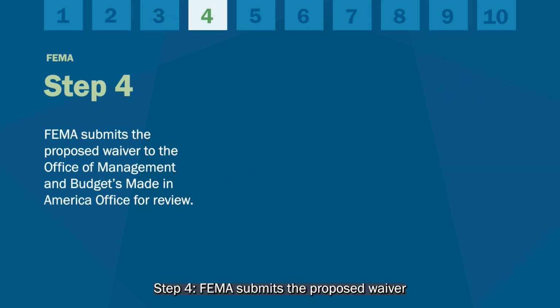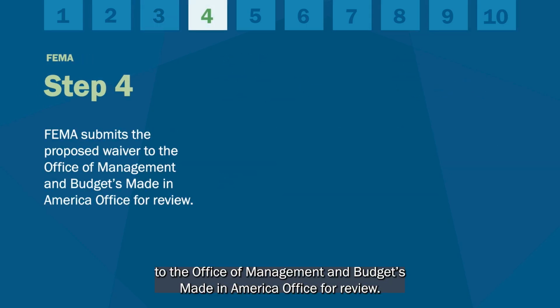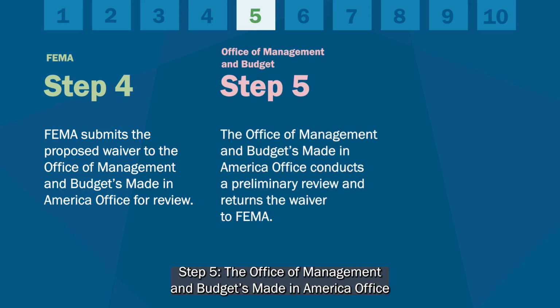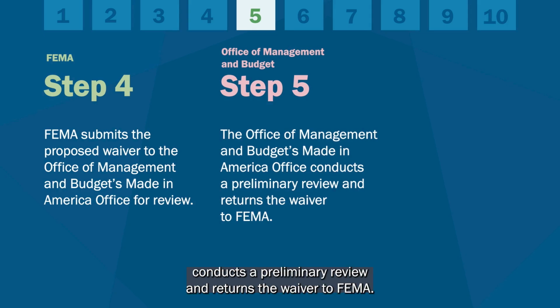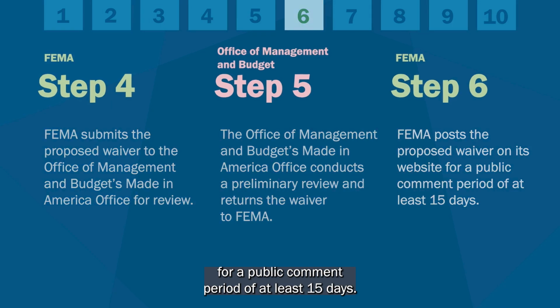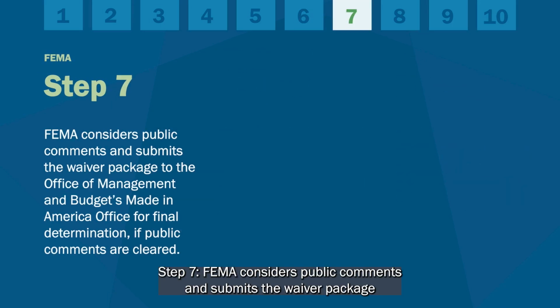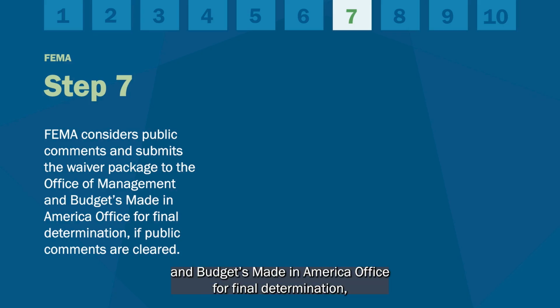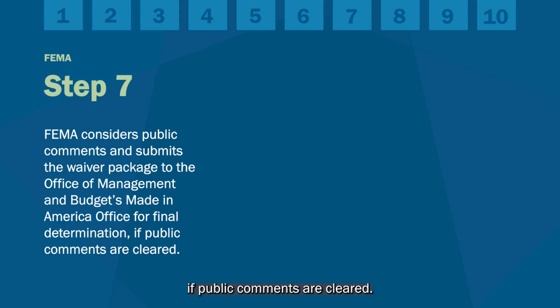Step 4. FEMA submits the proposed waiver to the Office of Management and Budget's Made in America office for review. Step 5. The Office of Management and Budget's Made in America office conducts a preliminary review and returns the waiver to FEMA. Step 6. FEMA posts the proposed waiver on its website for a public comment period of at least 15 days. Step 7. FEMA considers public comments and submits the waiver package to the Office of Management and Budget's Made in America office for final determination, if public comments are cleared.